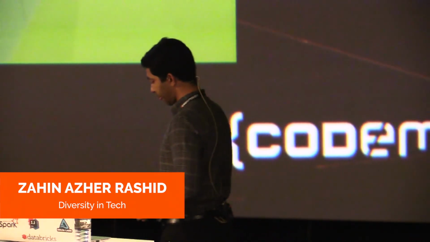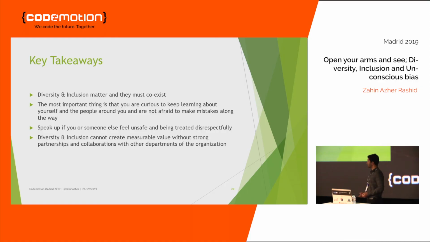And the last point, which is also very important, is that diversity and inclusion cannot create measurable value without strong partnerships and collaborations with other departments within your organizations. So the sales, the HR, the dev team, they have to collaborate together in order to overcome all these biases and value inclusion and diversity.